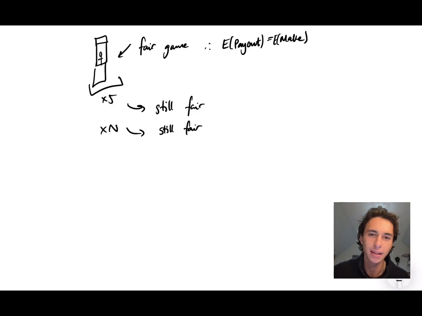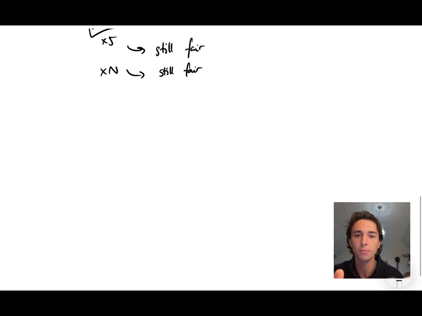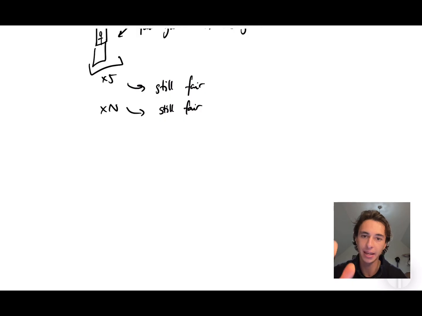Now this is where we get on to stopping times. This is more advanced probability, and it's essentially the idea that you aren't stopping after a fixed number of times. You're stopping based on some outside condition. And it's actually not true that because a game is fair at each step, that it will be fair no matter what strategy you adopt.